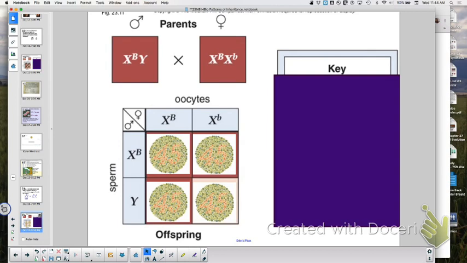X big B, X big B. What is this going to be? Before I reveal it, what is it going to be? Oh wait, did I unpause it? Oh, I did. What is it going to be? Male, female, colorblind, not colorblind, carrier, what?